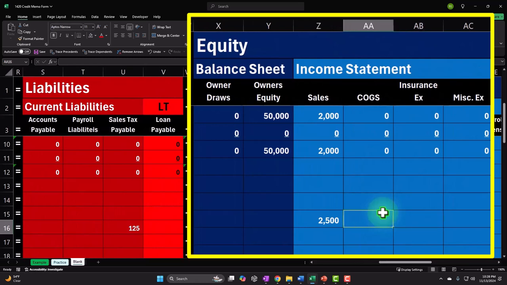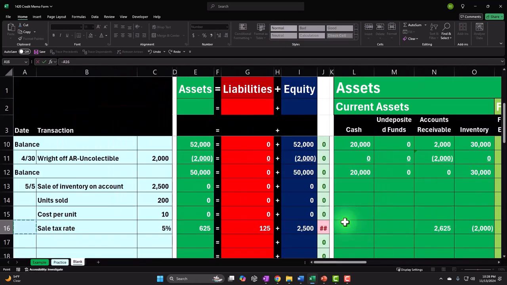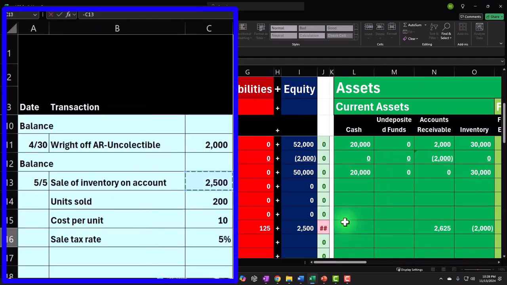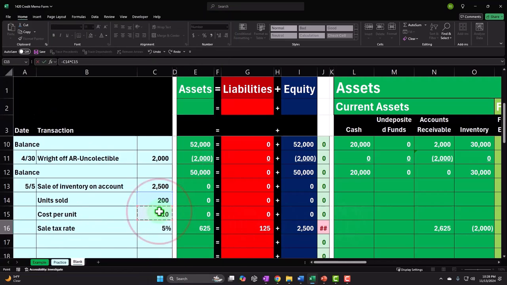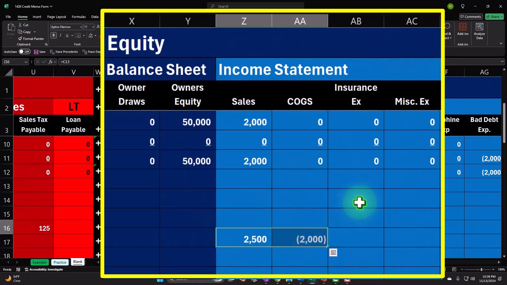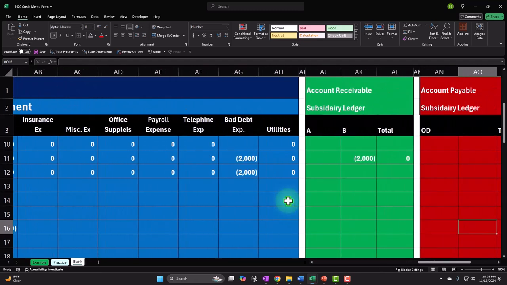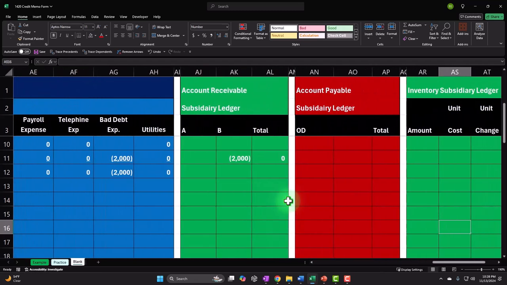And then on the liabilities side, on the income statement, cost of goods sold is negative of the 200 times the 10. So that means our net income went up by the difference between these two, which is $500 after consuming the inventory as an expense of cost of goods sold in order to help generate the revenue.